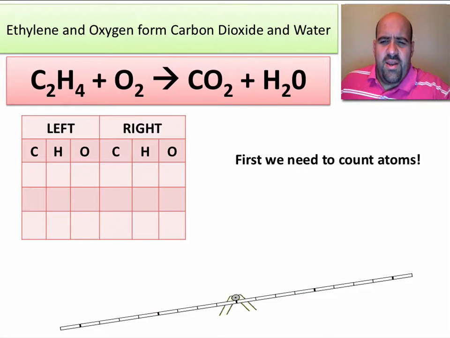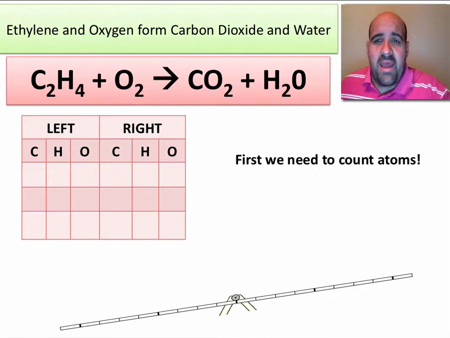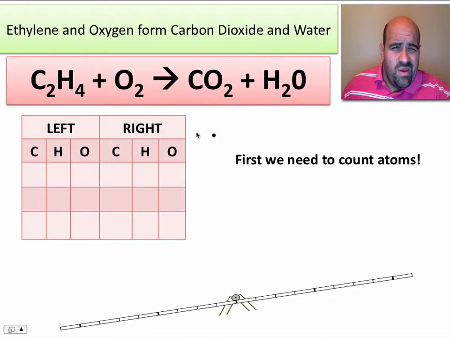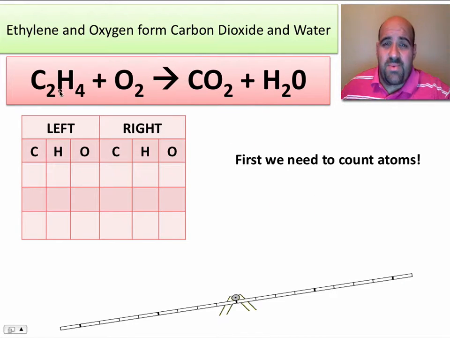For now, we're going to look at another one. Ethylene and oxygen form carbon dioxide and water. So if we combine ethylene and oxygen, they're going to yield carbon dioxide and water. And of course, carbon dioxide is CO2, ethylene is C2H4. So the first thing we want to do is count atoms. We need to balance this. It could already be balanced.